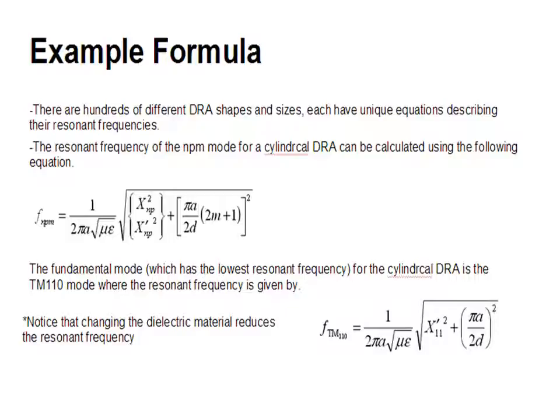There are hundreds of different DRA shapes and sizes. Each has unique equations describing their resonant frequencies. The resonant frequency of the NPM mode for a cylindrical DRA can be calculated using the following equation. The fundamental mode, which has the lowest resonant frequency for the cylindrical DRA, is the TM110 mode, where the resonant frequency is given by this equation. Notice that changing the dielectric material reduces the resonant frequency.